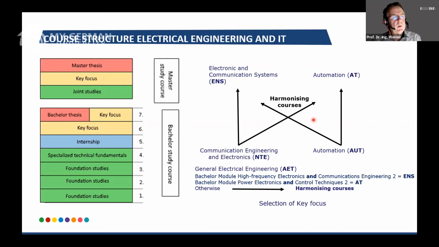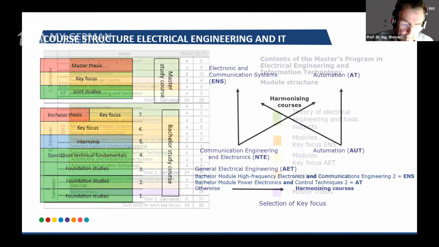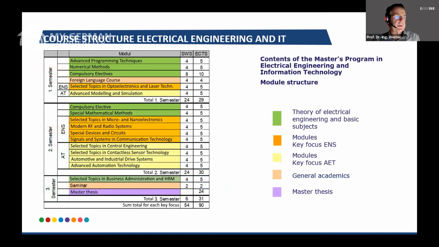So in this case, we have some so-called harmonization courses. These harmonization courses will give you the basic knowledge which is necessary for a successful study of the automation focus. So here are the courses of our program. They are subdivided into theoretical and basic modules. We have the modules of the key focus electronics and the key focus of automation, and some general academics.